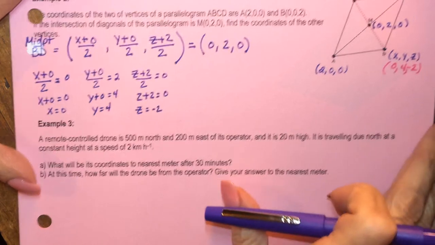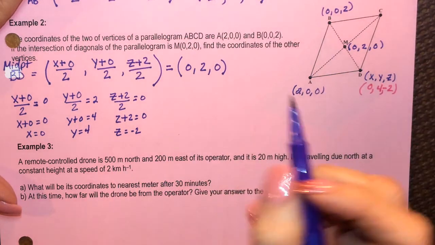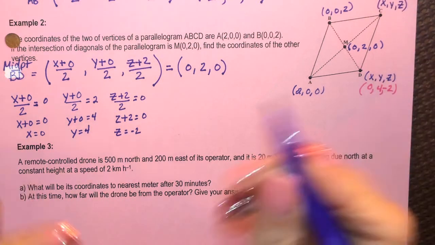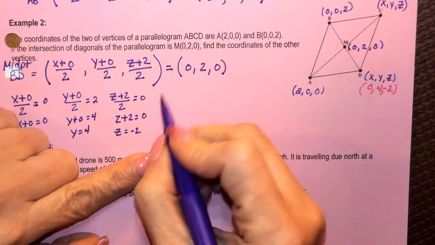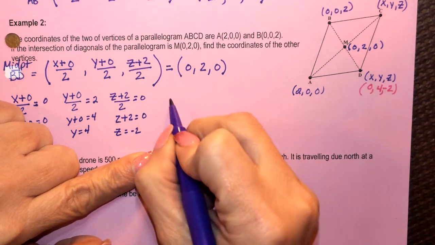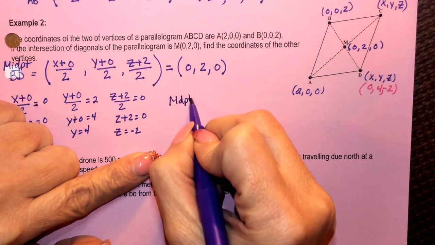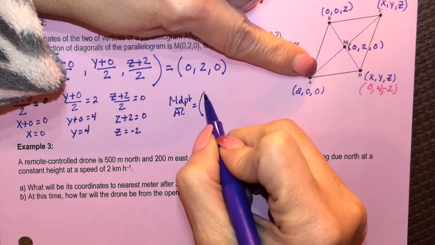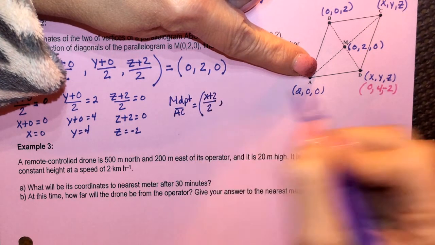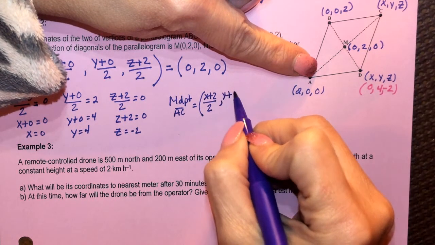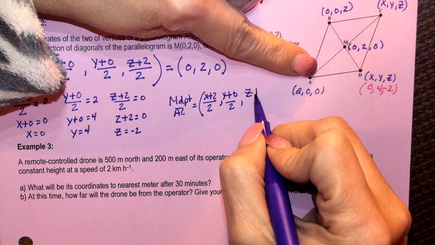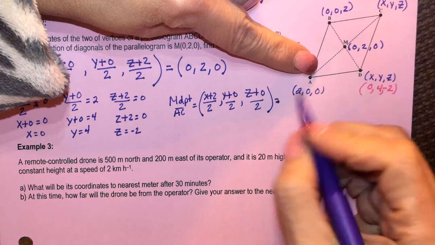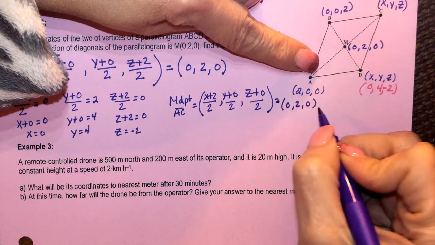I'm going to do the same thing, but now I'm going to use this ordered pair up here, C. So this one's going to be X, Y, and Z again. So we're going to use the same formula, but this time I've got segment AC. So the midpoint of AC is going to be X plus 2 divided by 2, Y plus 0 divided by 2, and Z plus 0 divided by 2. And I know that it equals my midpoint right here, which is 0, 2, 0.